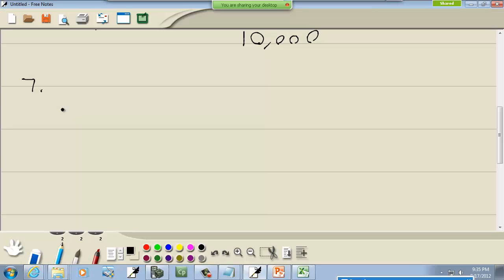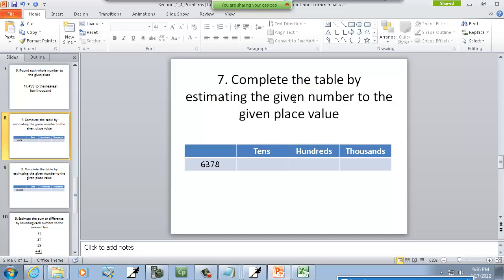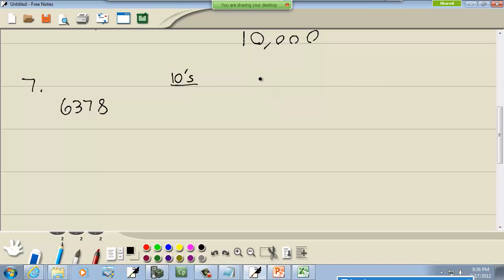Let's look at this one. We got 6378, and we want to round it to the given place value. So we want estimating, rounding, same thing. So tens, hundreds, and thousands.